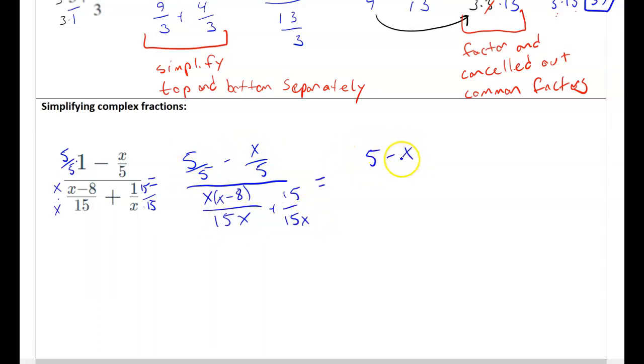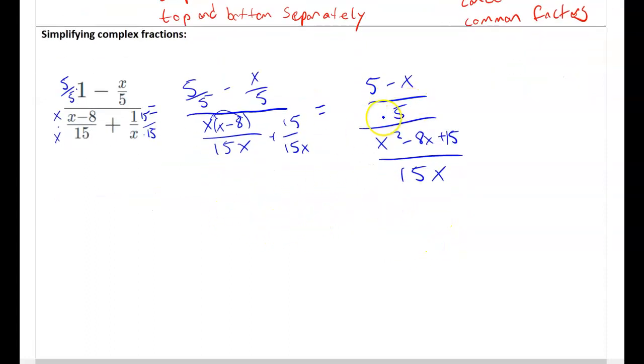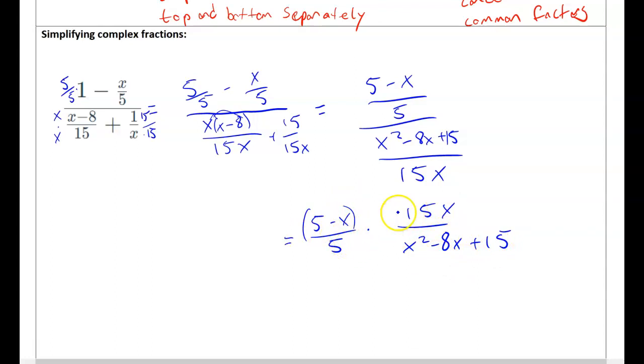So I get (5 minus x) over 5 over, let's see, if I distribute and then add, I get (x squared minus 8x plus 15) over 15x. And then here's where I'm going to rewrite it, right? So I've kind of simplified the top and bottom. I'm going to rewrite it now as my numerator times the reciprocal of the denominator. And I'm going to use parentheses around my expressions to show that we're multiplying, just so we're clear.